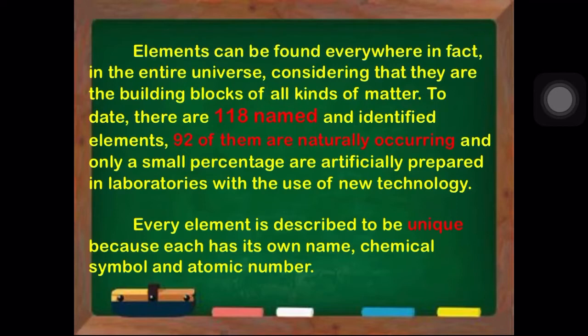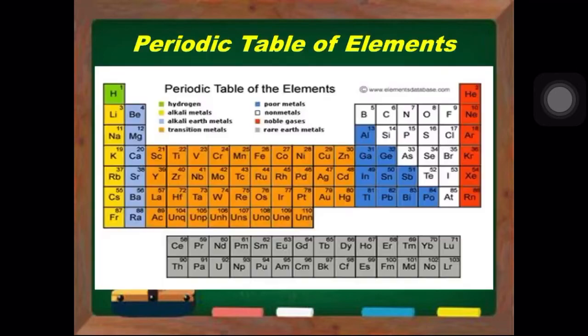Every element is described to be unique because each has its own name, chemical symbol, and atomic number. However, some elements may have properties similar to other elements. These allow elements to be arranged in an ordered table called the periodic table, based on their increasing atomic numbers from left to right in periods and in groups for having similar chemical properties.